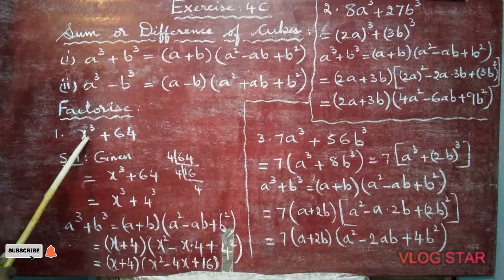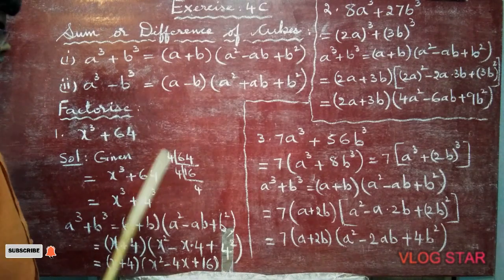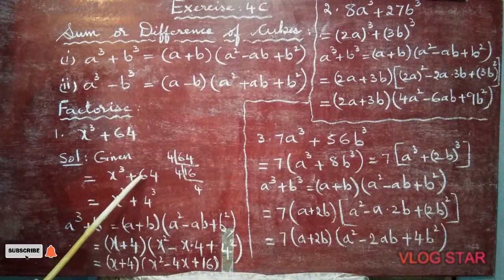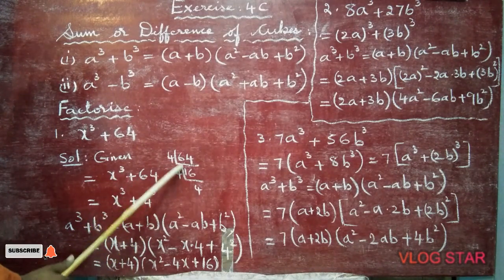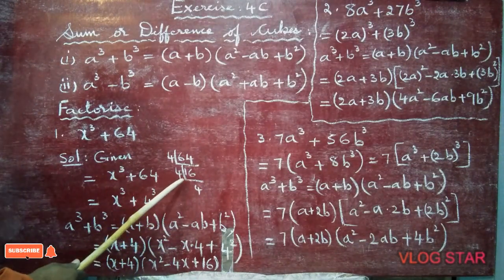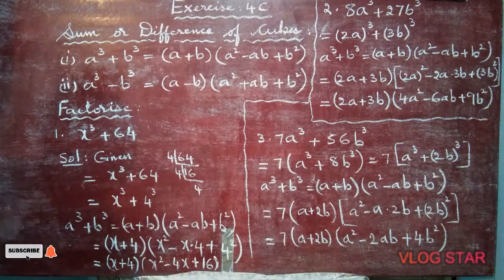Factorize first problem, x cube plus 64. We have to convert into the shape x cube plus 64, I am writing as 4 cube. Find factors near the problem. That is part and parcel of the problem. We have to convert in that formula form shape. So x cube plus 4 cube. Now it is in the formula a cube plus b cube is equal to a plus b into a square minus ab plus b square. You have to mention which formula we are using.